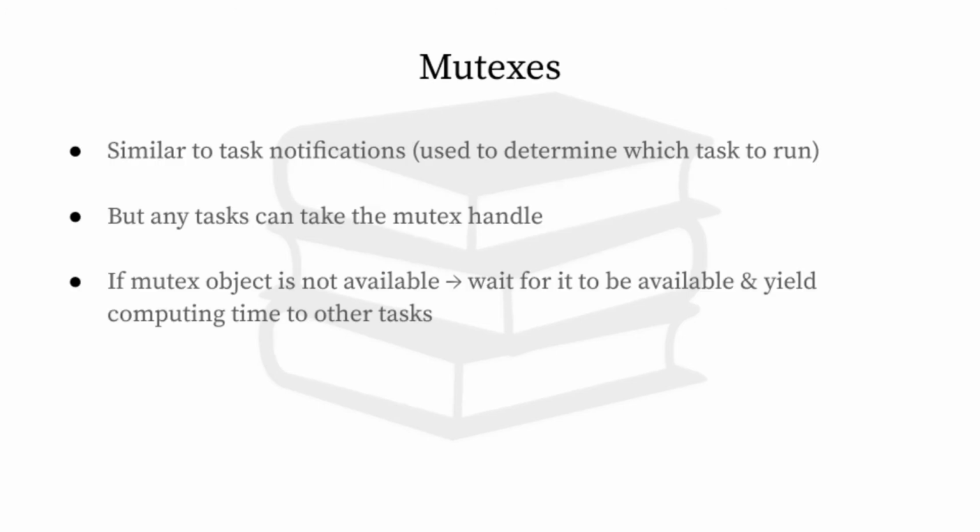Then there are mutexes. It is similar to task notifications in which it helps us to determine which set of tasks to execute. But there are some differences between them. Mainly the fact that a mutex handle is not task specific, meaning that any task could access this mutex variable or mutex handle.